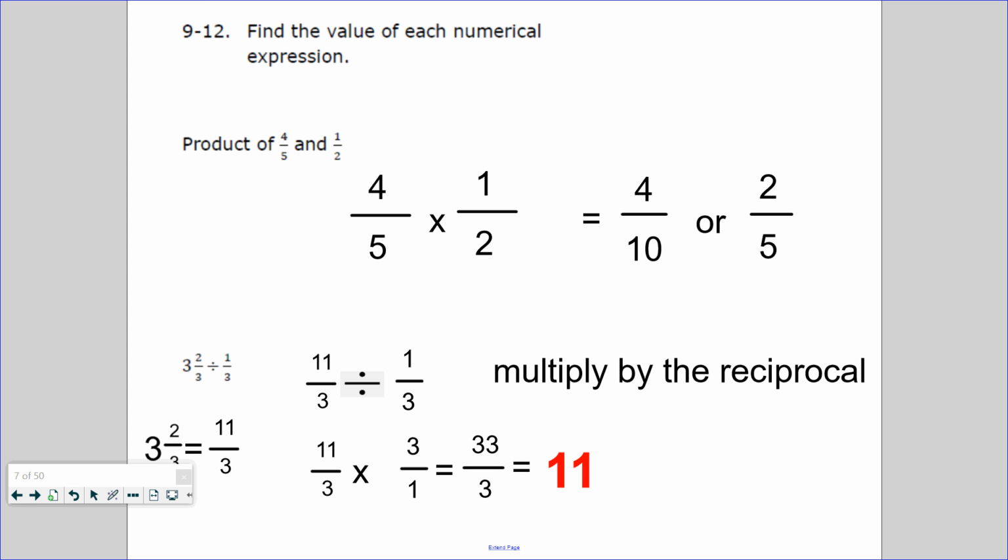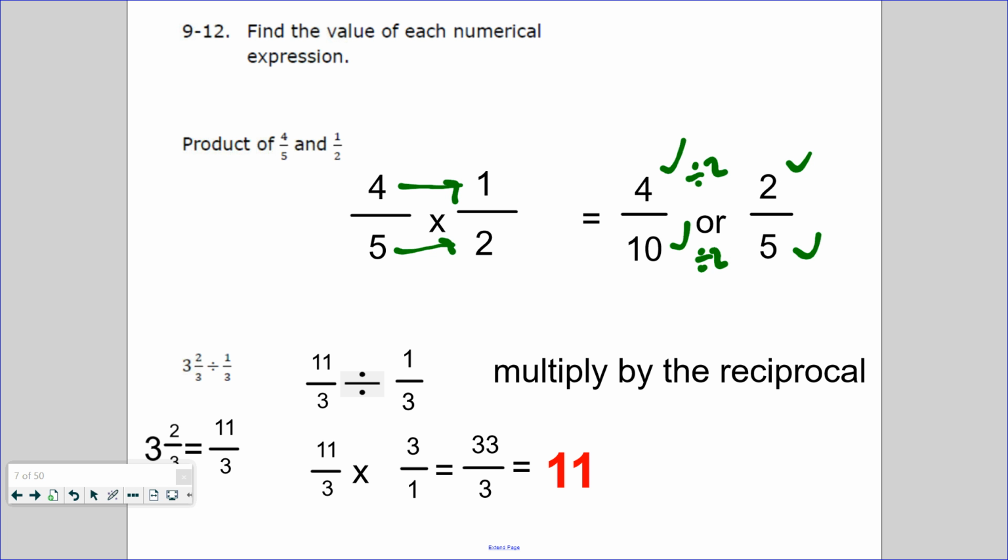But so on the upcoming test, you have to know your operations. You have to know how to multiply, divide fractions, multiply, divide decimals. So what do you remember about product? Product means multiply fraction. 4/5 times 1/2. So in case you forgot, you multiply the numerators, you multiply the denominators, you get 4/10. You simplify it by dividing by 2, and you get 2/5.